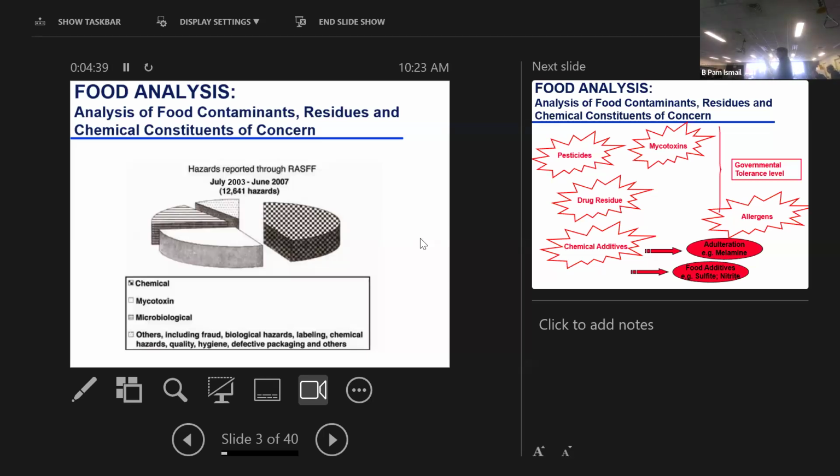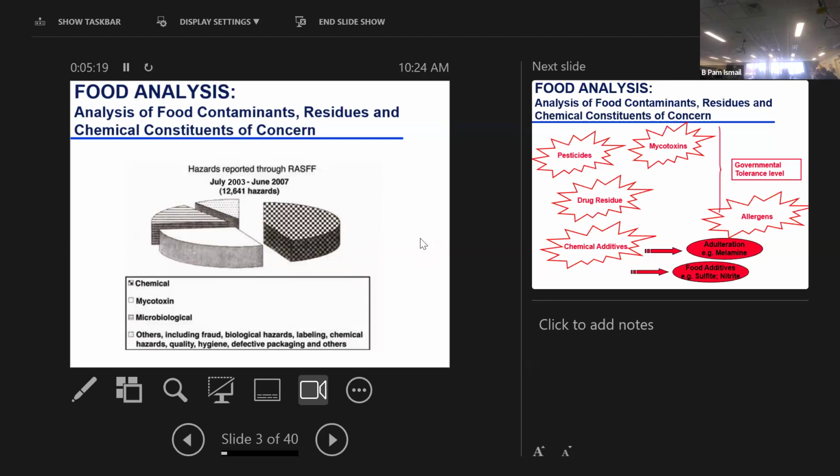So in just a short, like 4 years period, 12,064 or 641 hazards were recorded. Yes, microbiological is a big component, but mycotoxin is a big component. Chemicals like pesticides and antibiotics are components. There are others, including fraud, adulteration. Felony, yes, it is adulteration.